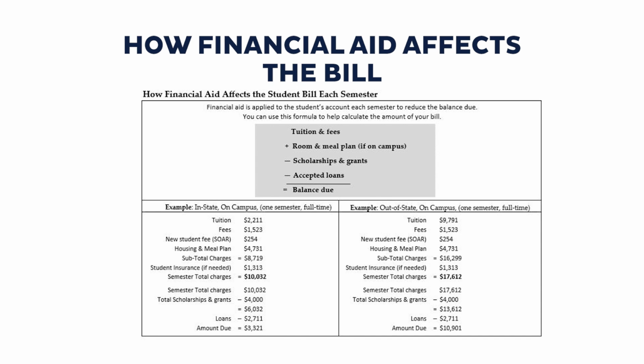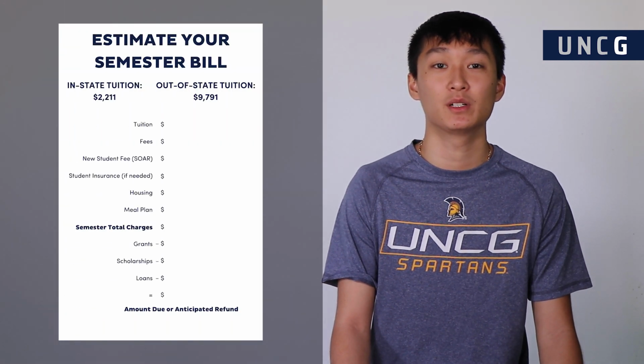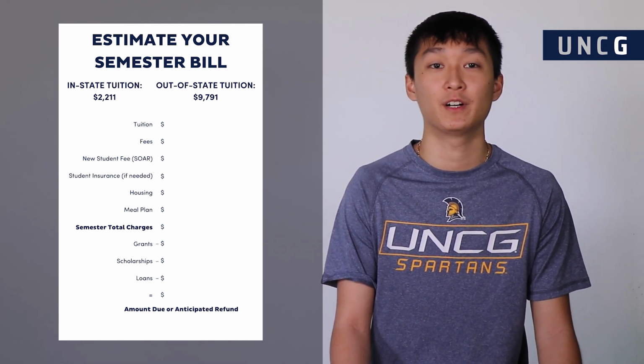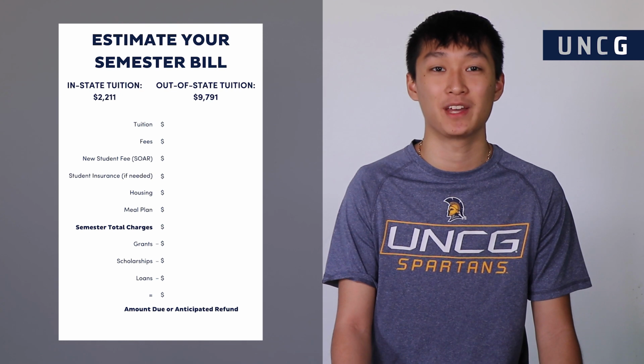Your aid each semester may be sufficient to cover all of your semester charges. In that case, you would not owe anything out of pocket to UNCG. However, if your aid does not cover all of your bill, you will have to pay the difference. The cashier's and student's account office will send you information on the bill due date and methods of payment. You can use this formula to estimate your semester bill to see what you might have as a final balance due. If your aid exceeds the amount of your bill, you will be due a refund. Watch the cashier's video for more on that.